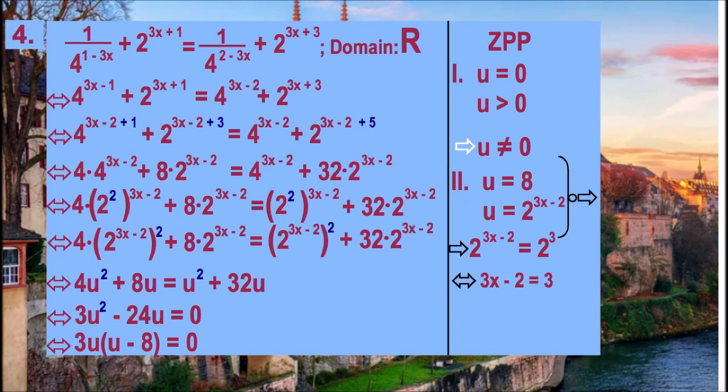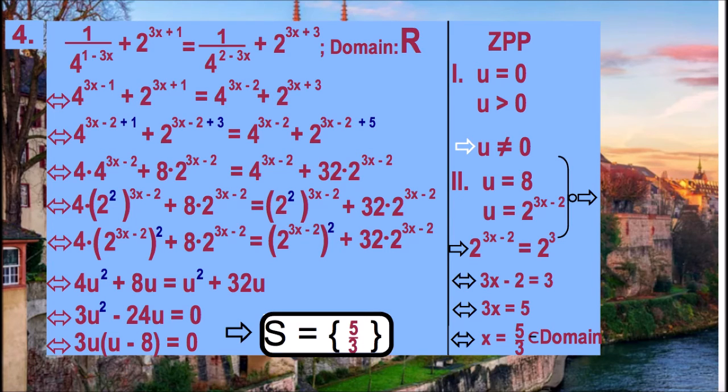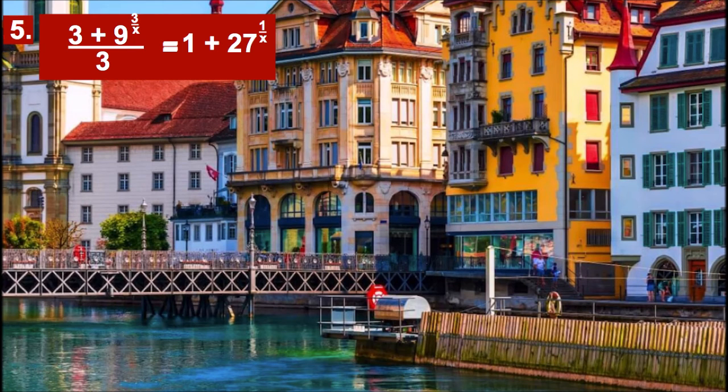Equivalent to 3x minus 2 equals 3, which is equivalent to 3x equals 5, which is equivalent to x equals 5 over 3, which belongs to the domain of the set of real numbers. Thus, the set of solutions for this problem is equal to the set made of 5/3. Question 5.